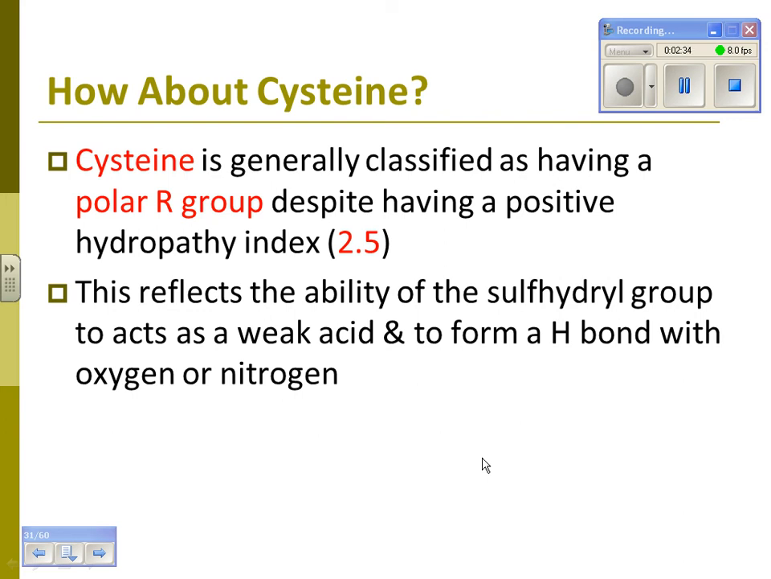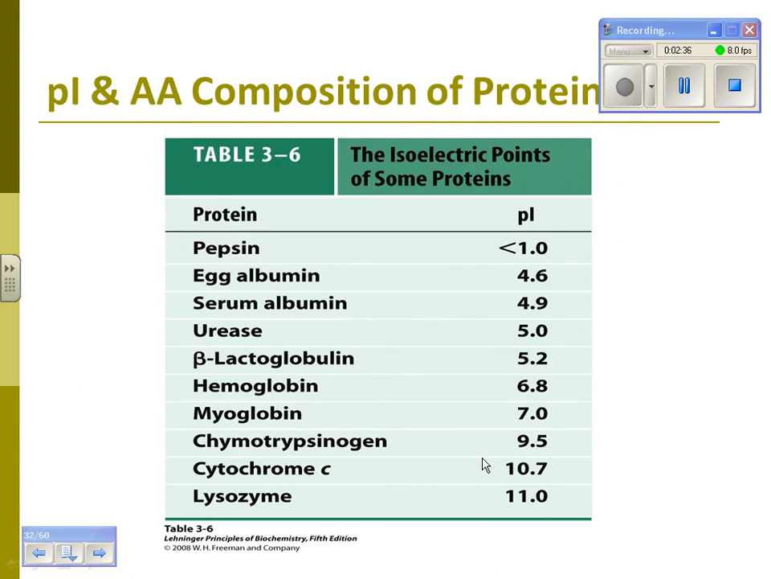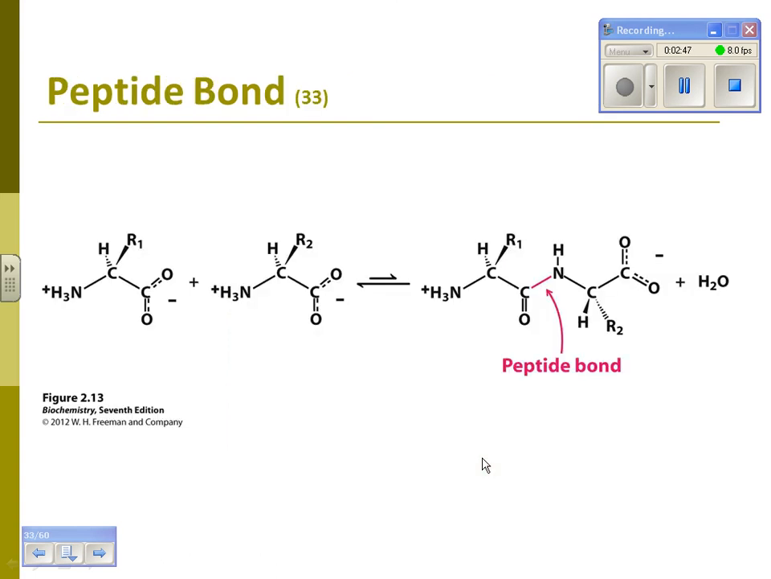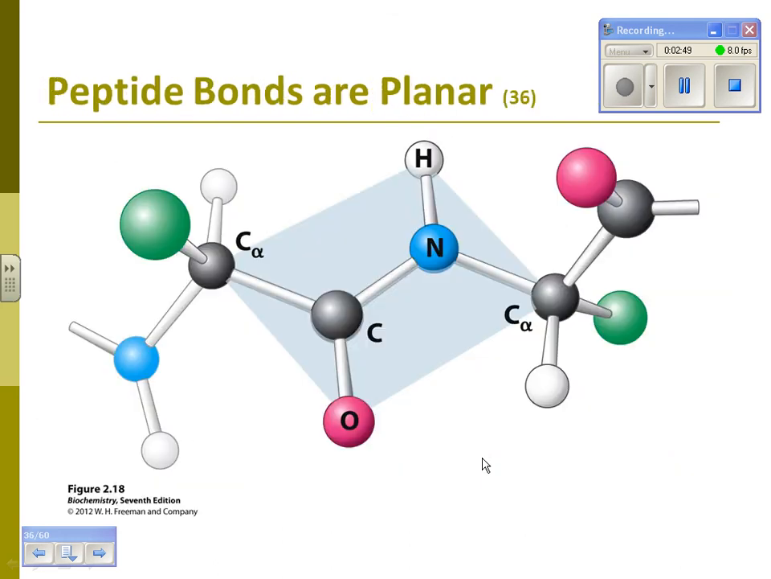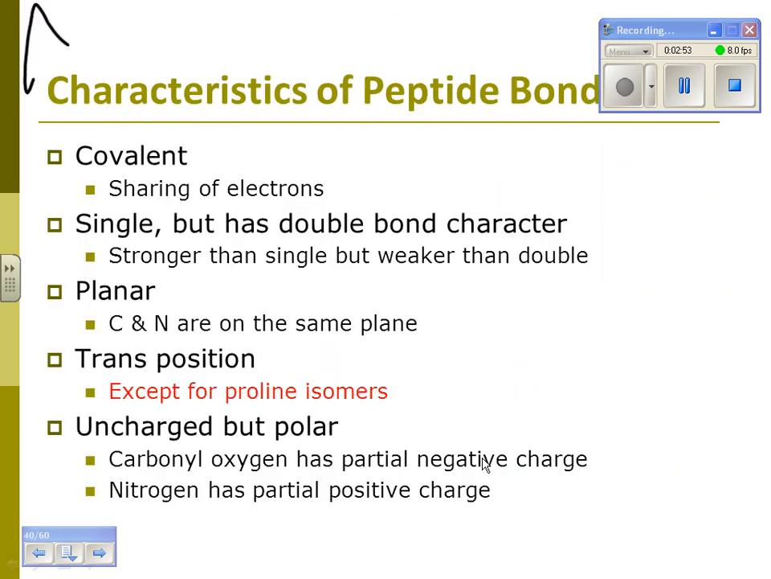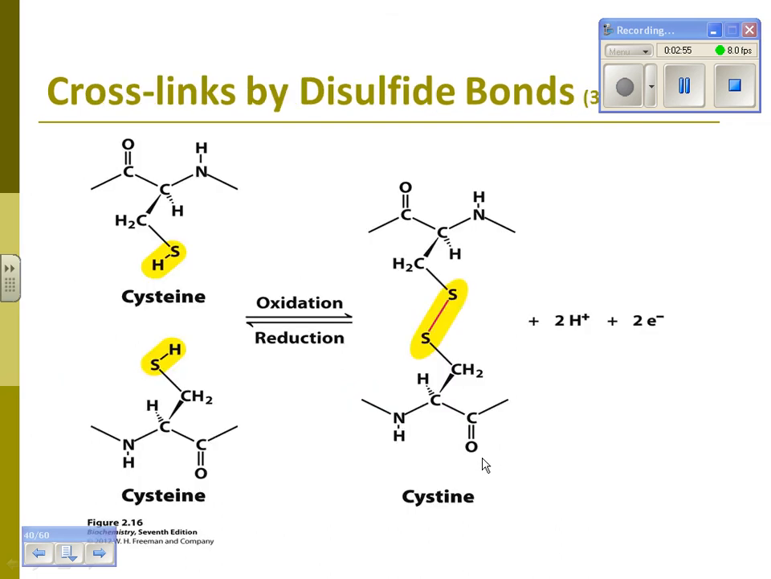So cysteine makes disulfide bonds, so its R group is kind of obscure. pI directly correlates with pH, so pepsin and eggs are low pH, cytochrome C and lysozyme are high pH. Amino acids are held together by peptide bonds. Make sure you pause the video here and memorize everything on this slide.